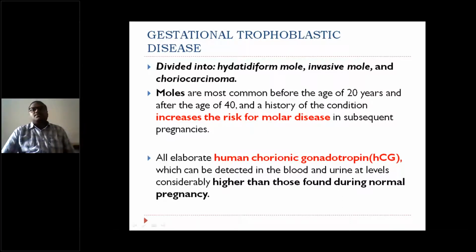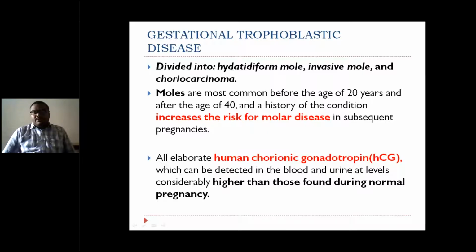Moles are most common before the age of 20 years and after the age of 40, and a history of the condition increases the risk of molar pregnancy in subsequent pregnancies. Please make a note of it. So it is very common in the early years and after 40, and if there is a previous history of molar pregnancy, there is every chance of getting a molar pregnancy in subsequent pregnancies.